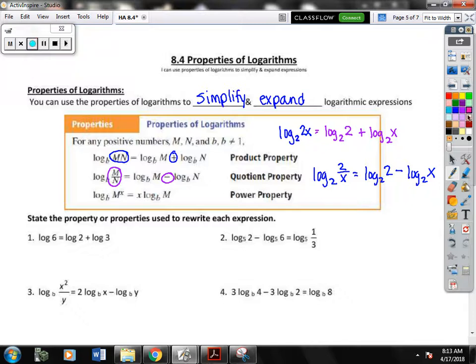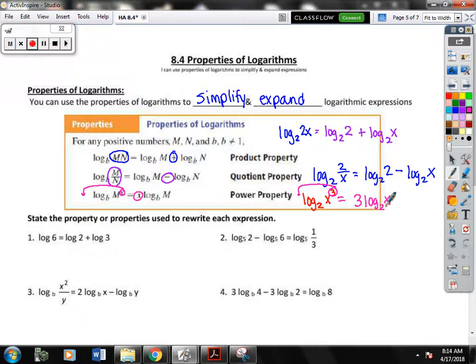And the last one is the power property, which says if you're taking a log of a value being raised to a power or an exponent, that power can move out front and change to multiplication. So let me give an example of that. Log base 2 of x to the 3rd power. This can be simplified. The power, again, will come out front and become a multiplication, so this would be 3 times log base 2 of x.